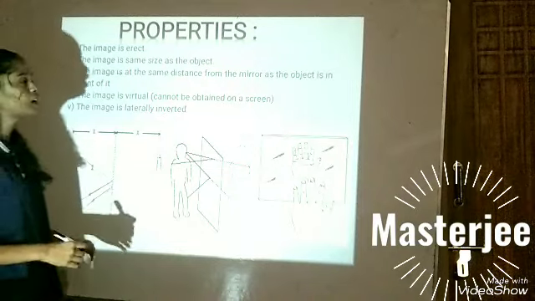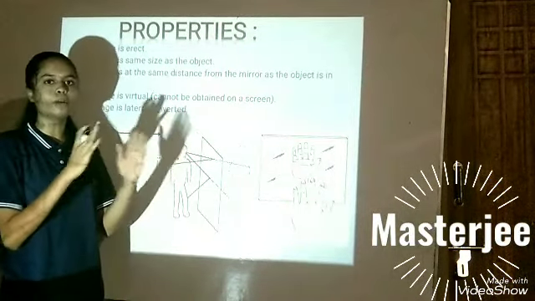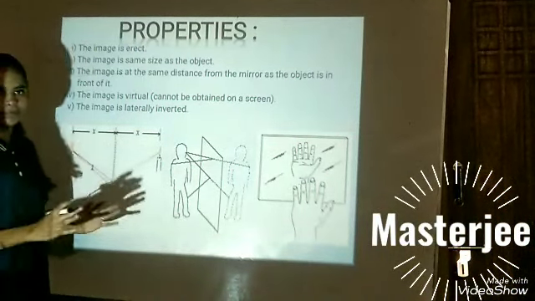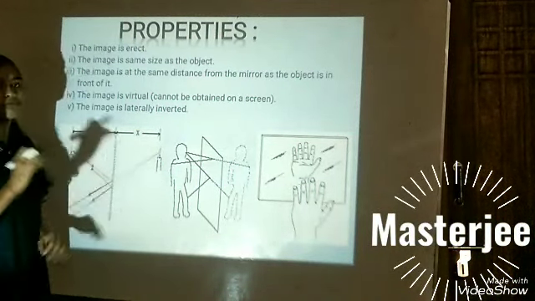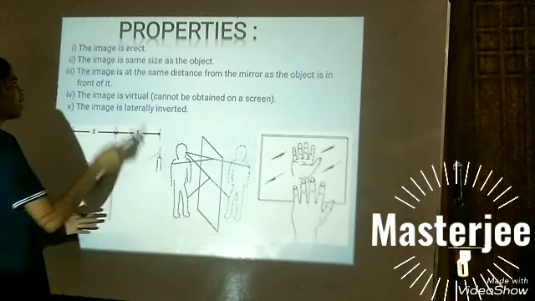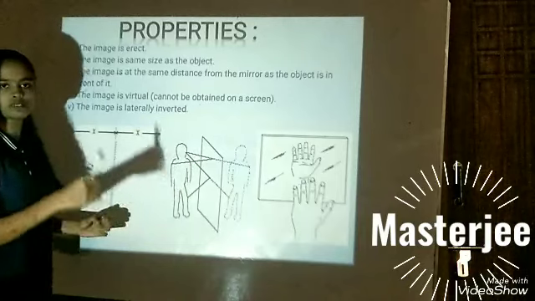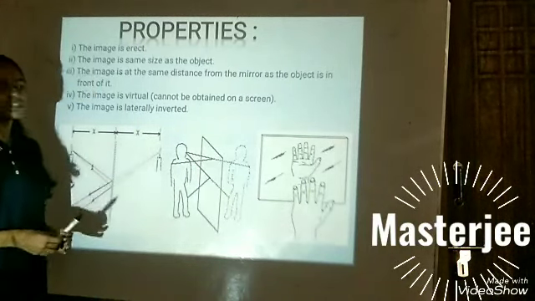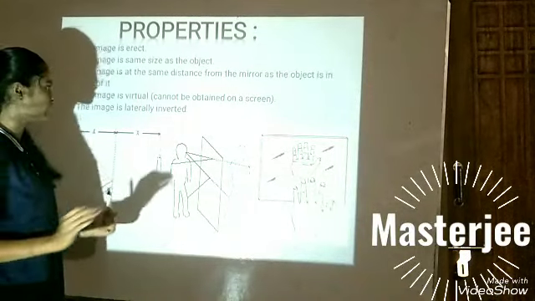Now let's go upon the properties of the images formed by the plane mirror. The image formed by the plane mirror is always erect and virtual in nature. The image is the same size as the object. The image is at the same distance from the mirror as the object is in front of it. The image is virtual; it cannot be obtained on a screen.